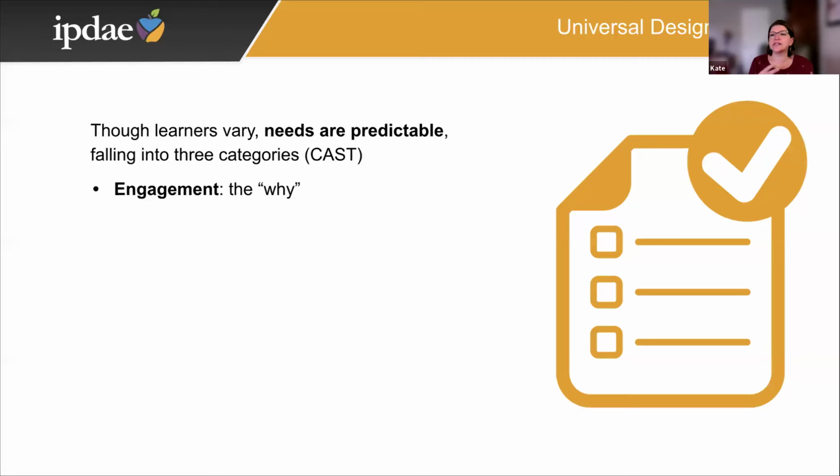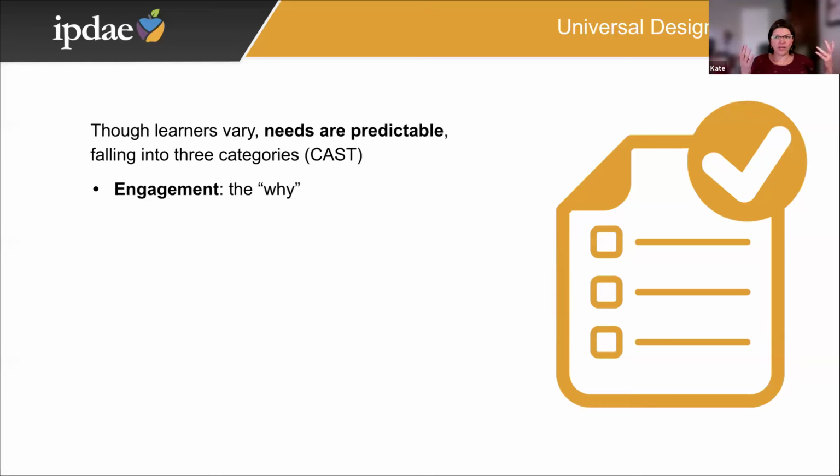The first category is engagement, the why. So when I say the why, I'm talking about why learners choose to engage with the material, what gets them interested. And so you can pop it in the chat if you think about it, but our students kind of vary. Sometimes you get that attitude of, why do I have to learn this? What is this even for? And so different students get interested in material in different ways.